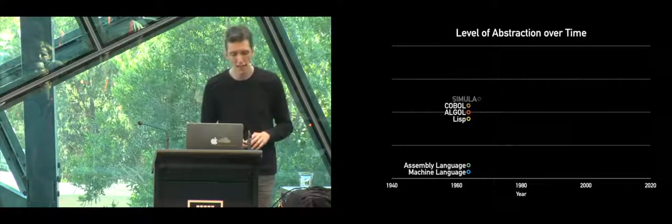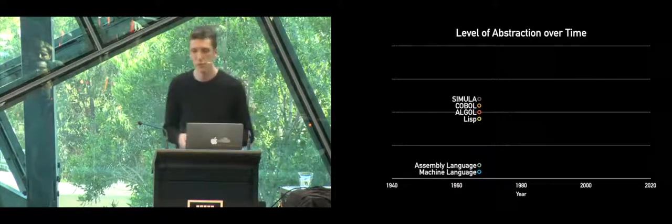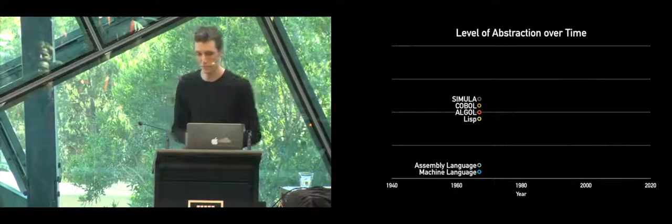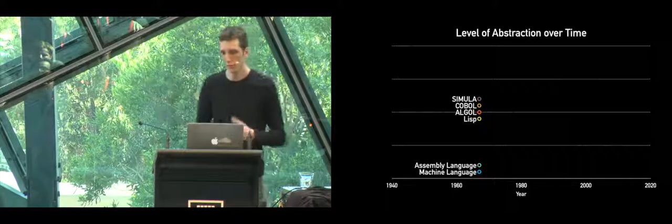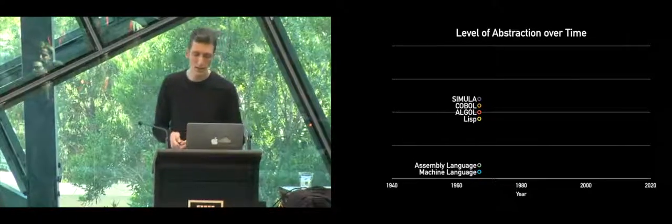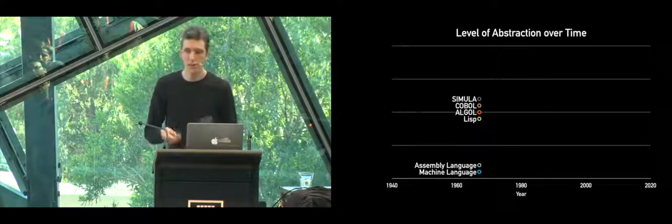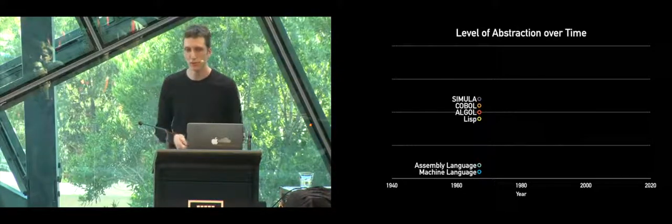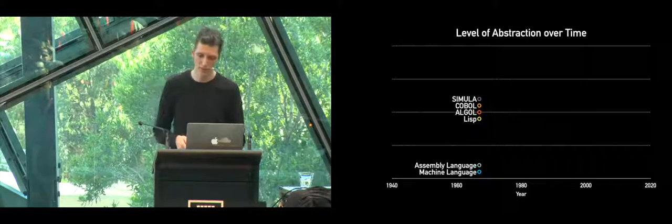And then a few years after that, in the mid-60s, Simula was released. Simula is the world's first object-oriented programming language. And again, I think you could trace some of Ruby's roots back to Simula. It never really got very popular, but it had many of the object-oriented features that inspired languages to come.